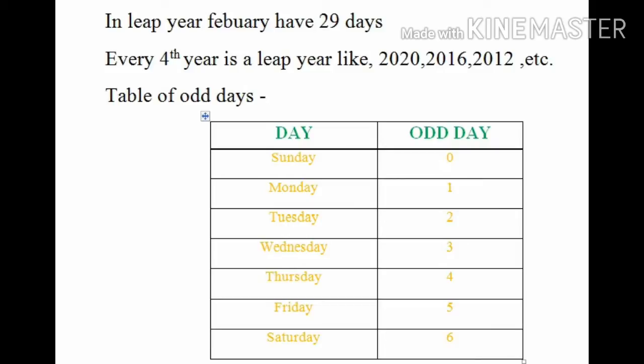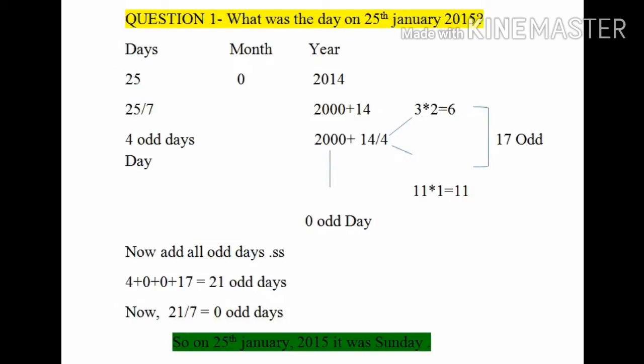Now we see the table of odd days. Day and odd days. Sunday we have 0 odd days. Monday we have 1 odd day. On Tuesday we have 2 odd days, and Wednesday 3 odd days, Thursday 4 odd days, Friday 5 odd days, Saturday 6 odd days.